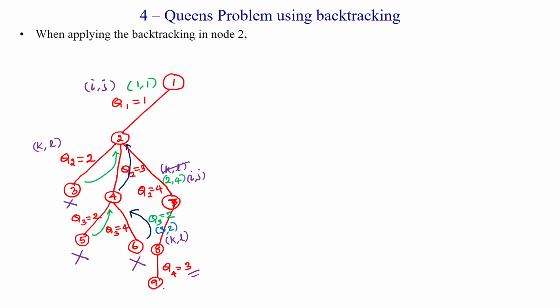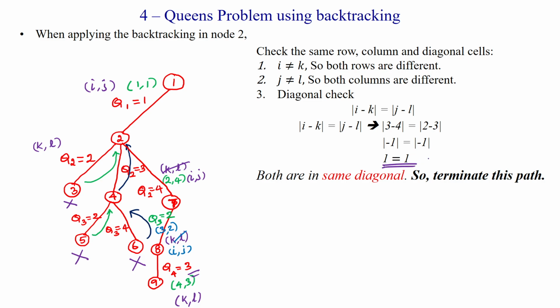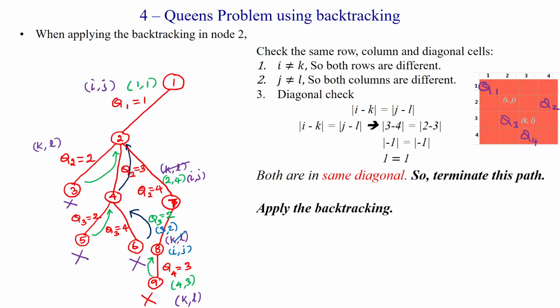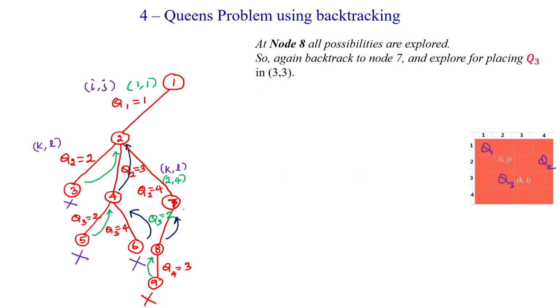Then what is the diagonal position for this one? When you check the diagonal position, it is equal. So 3 comma 2 and 4 comma 3 are both in the same diagonal, so we have to terminate this path. Now apply backtracking. It goes back to node number 8, and all the options are already completed in node number 8, only one option. So again we have to go back to node number 7. That is what we are doing here.